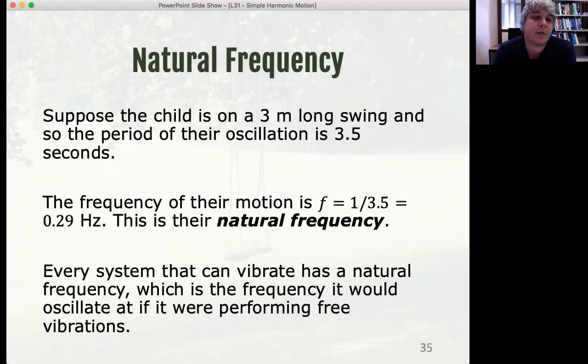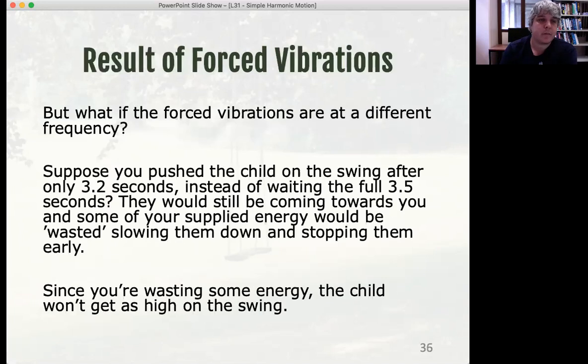If the child was on a 3-meter long swing, then the period of their oscillation would be 3.5 seconds if they met all the criteria for our perfect pendulum, which obviously they might not, but we're going to assume they do for now. That means their frequency is 0.29 hertz, and that is their natural frequency. So the natural frequency is what the system would vibrate at if it was left to do free oscillations. So we don't leave a child to do free oscillations on a swing, but if we did, that would be this specific child on this specific swing's natural frequency.